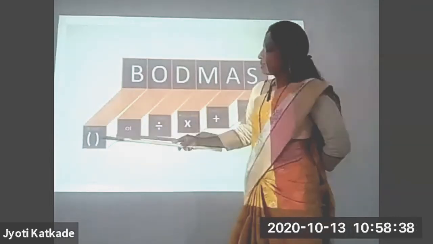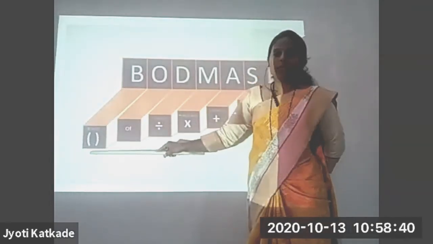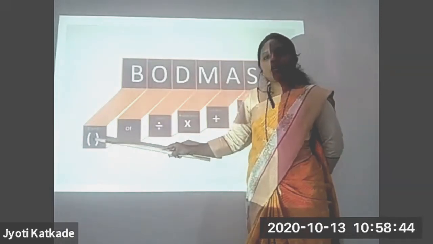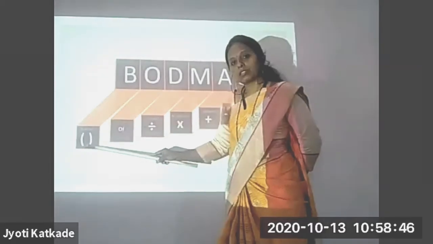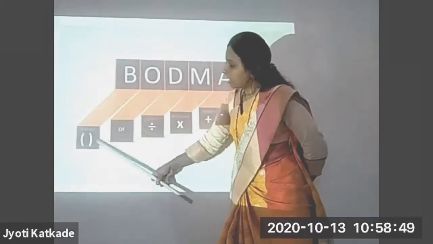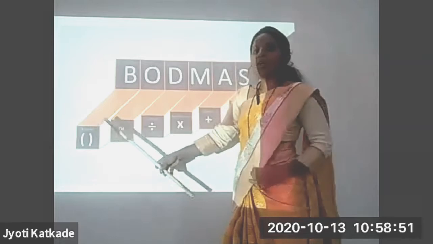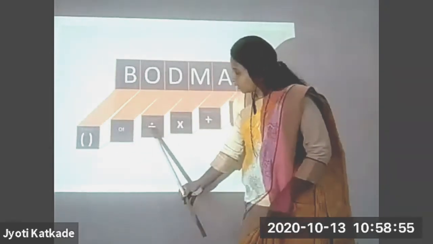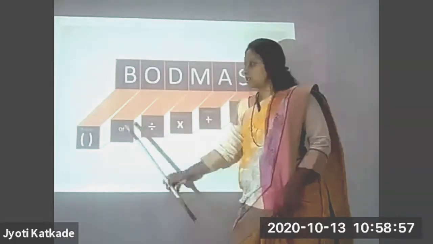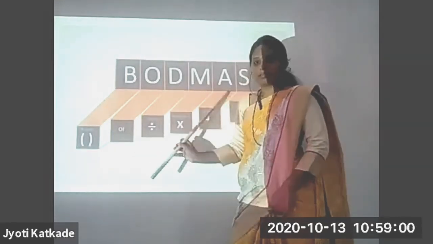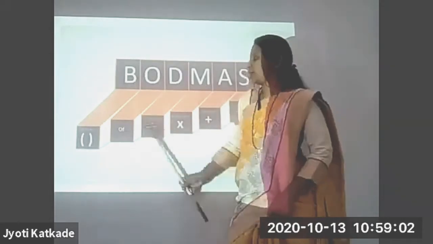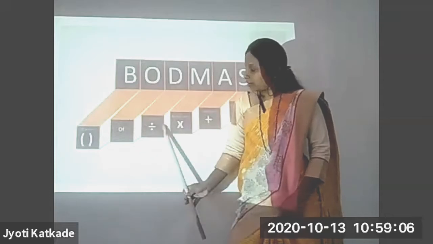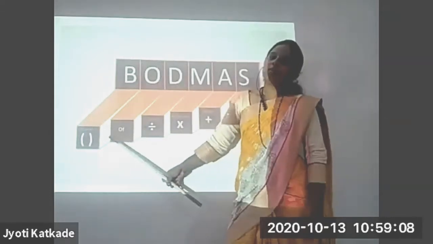It means first we have to solve the bracket which is given in the expression. Okay. After that, solve division or multiplication which occurs from left to right. If there is multiplication first, you can do multiplication. If division is first, you can do division.